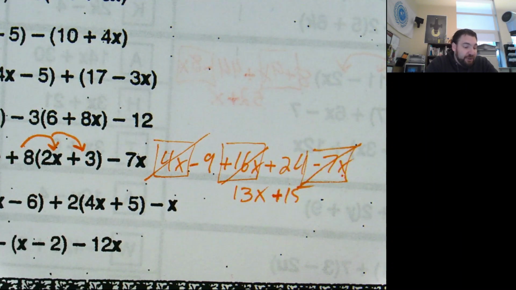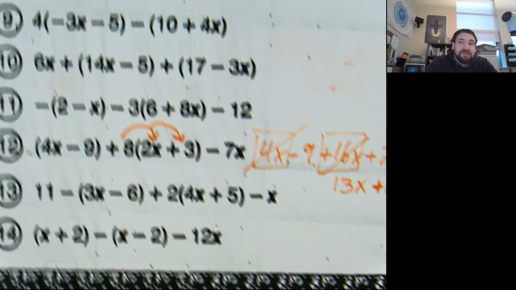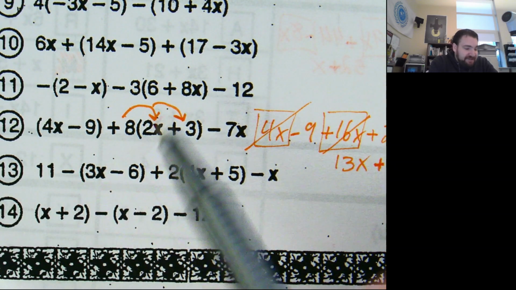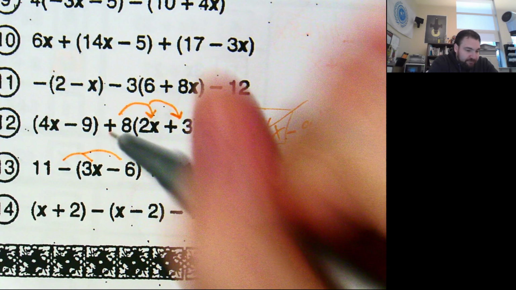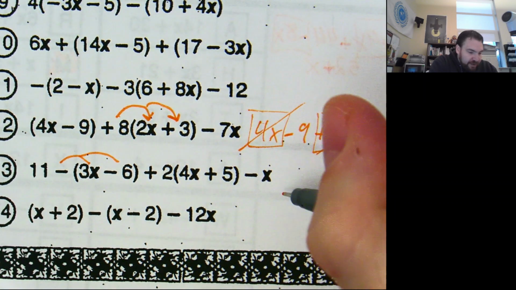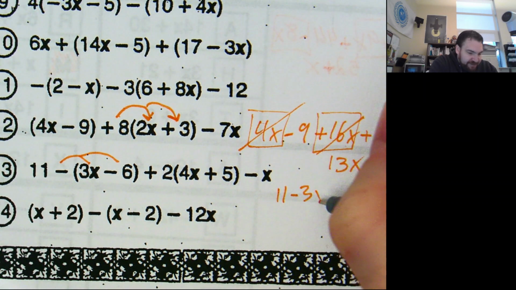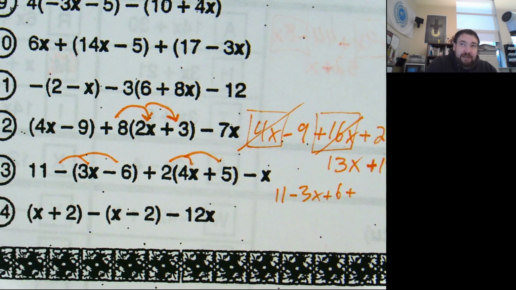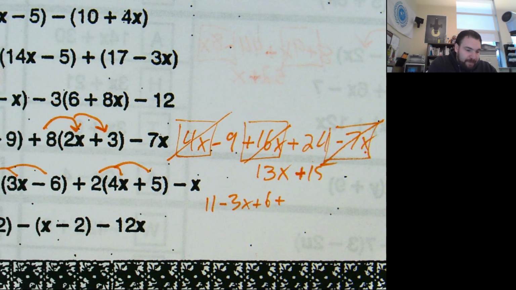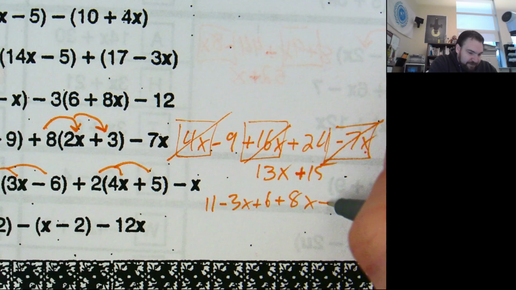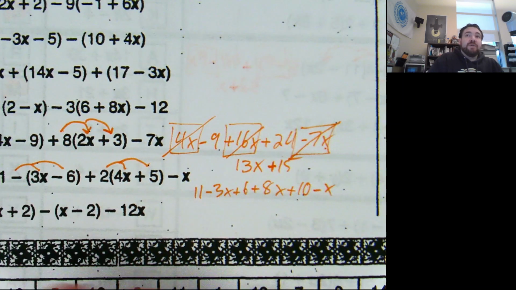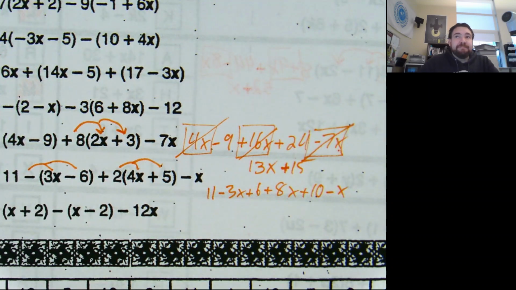Number 11 is arguably, 13 is arguably worse. 13, you have to make sure that you distribute this minus sign in. On this one, you're going to get 11 minus 3x plus 6 plus, and then you have to distribute that 2 into that set of brackets, plus 8x plus 10 minus x, and group your like terms and keep going. So these ones, the questions got slightly more involved.